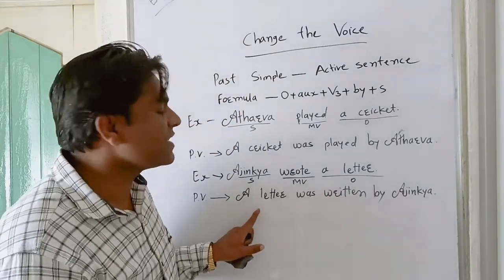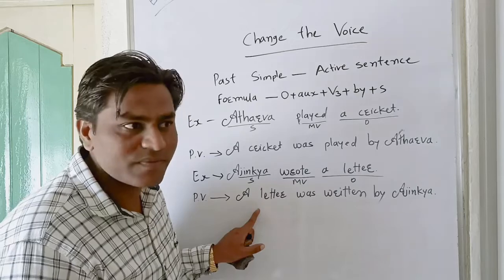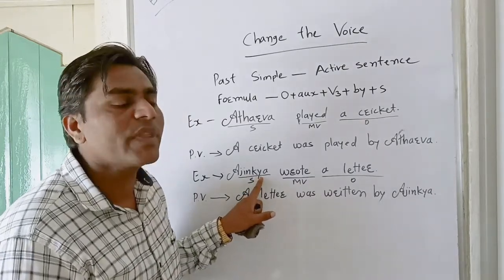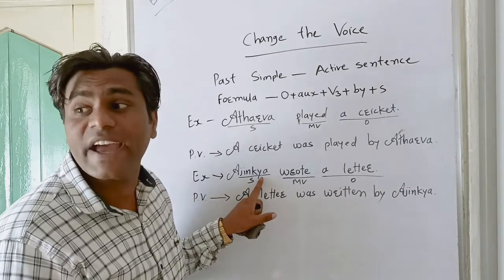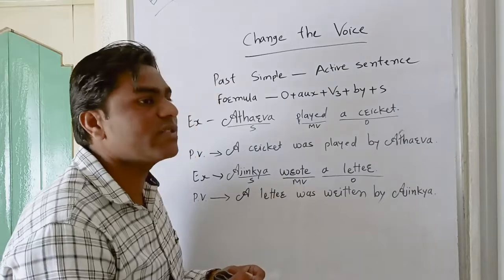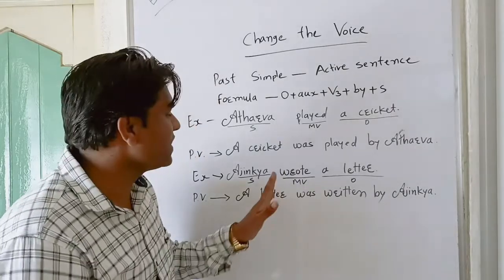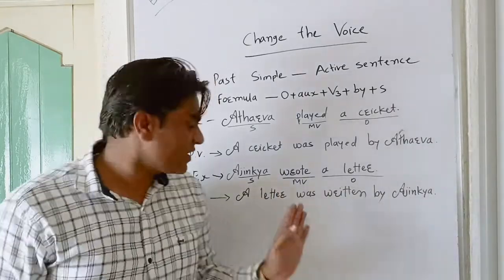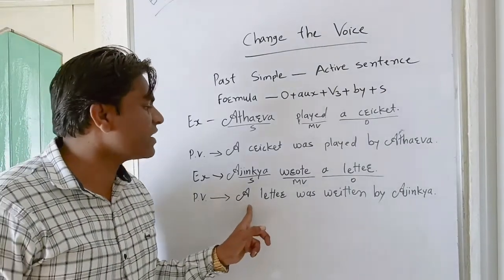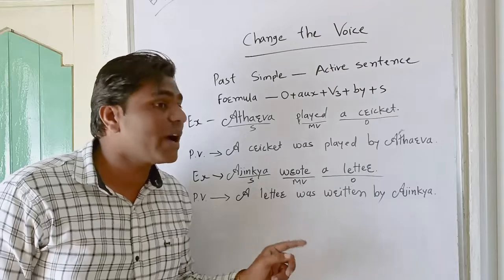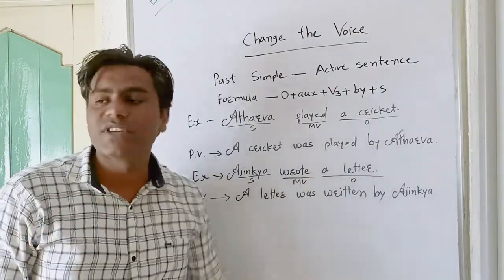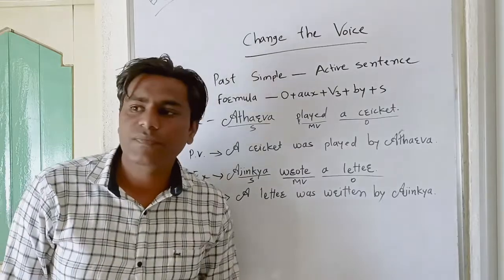Okay, this is the passive voice of this sentence, which is in the simple past tense. That we call the active voice: the action flows from the subject towards the object. That's why it is the active voice. And the passive that we have written on the board is: a letter was written by Ajinkya. So the action starts from the object towards the subject. It is the passive voice.